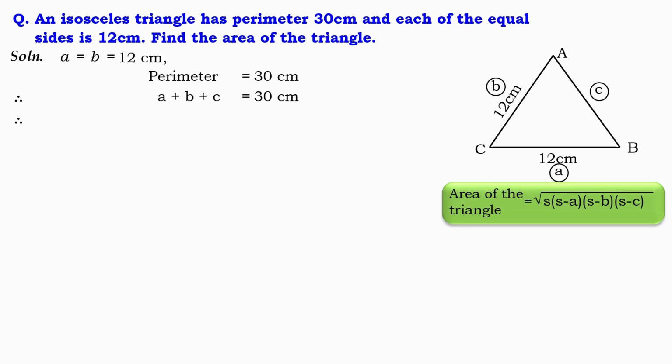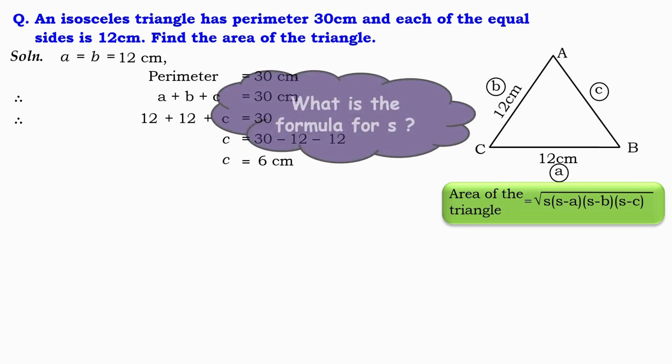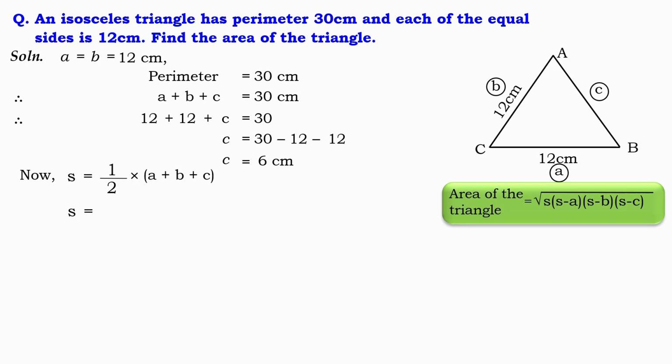Now we know the a and b values, so just put the values over here, then we will get the c value. So c will be equal to 30 minus 24, because 12 plus 12 is 24. So that is 6 centimeter. Now we have the three sides of the triangle. In order to find the area, we should know the value of s. As I already told, s is the semi-perimeter, half of the perimeter. So half of the perimeter will be 1 by 2 into a plus b plus c, that is 30, which is 15 centimeter.